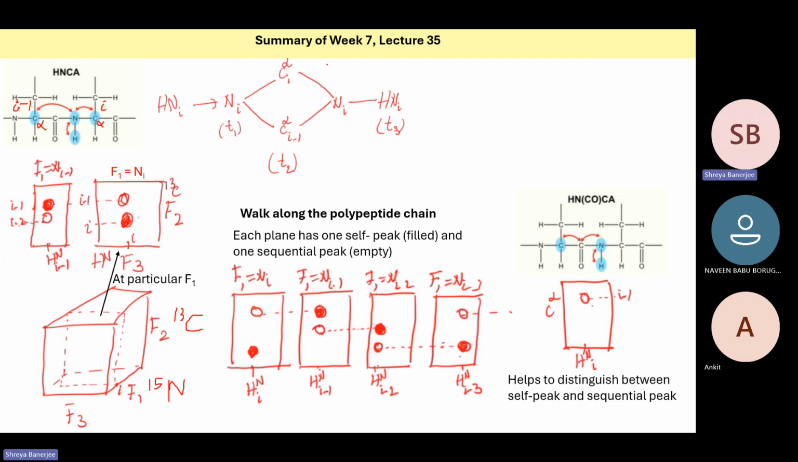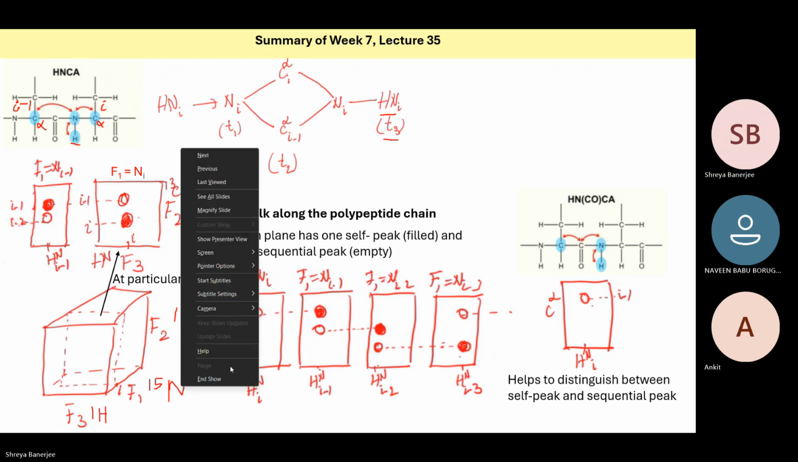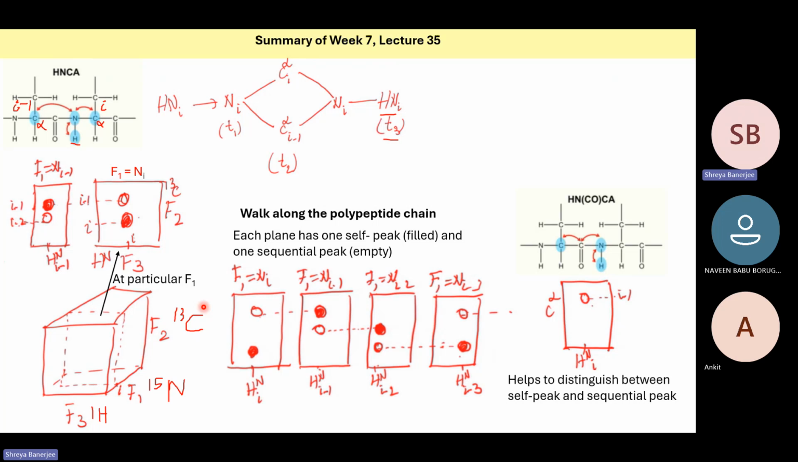And now the magnetization comes back. So from C alpha, it again comes back to Ni, and from Ni, it again comes back to this initial amide hydrogen where the T3 is recorded. So your F3 is basically 1H of the amide hydrogen. So you have three different dimensions.